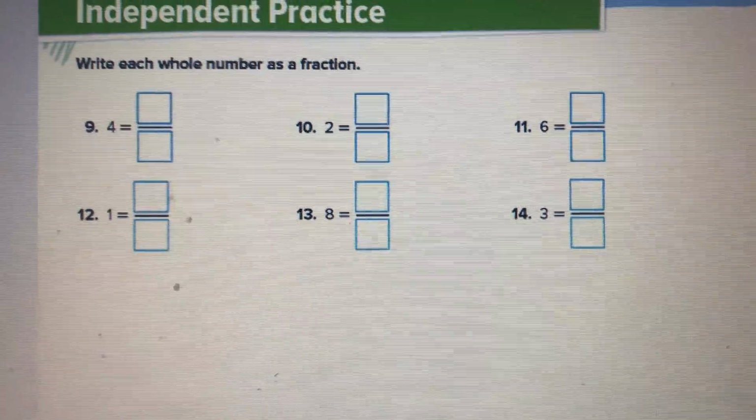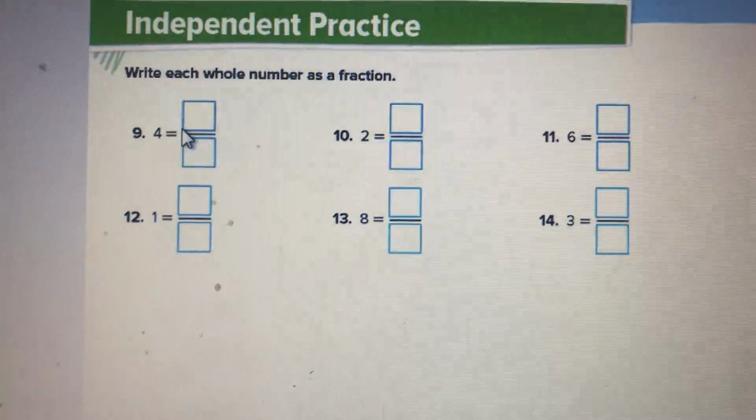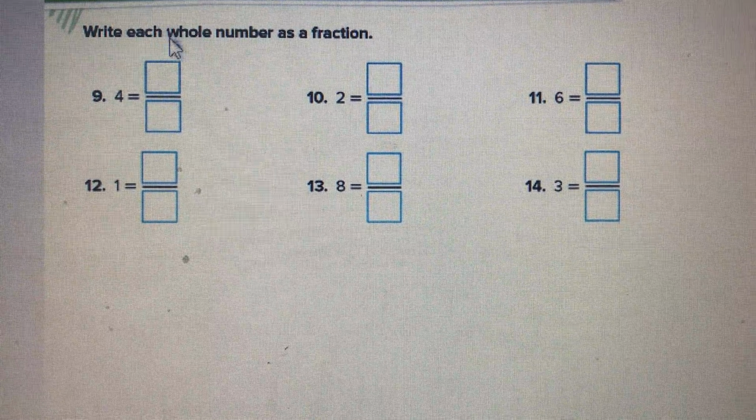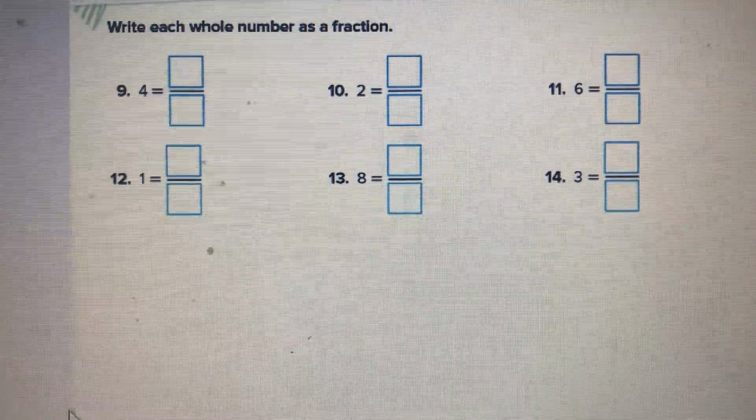Okay, write each number as a fraction. So if I said the whole number 4, how would we write that as a fraction? We'd say 4 over 1, right? How about 2? Go ahead and try these on your own.